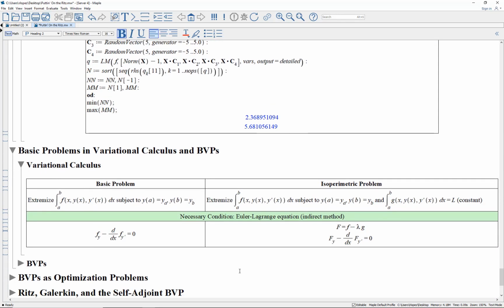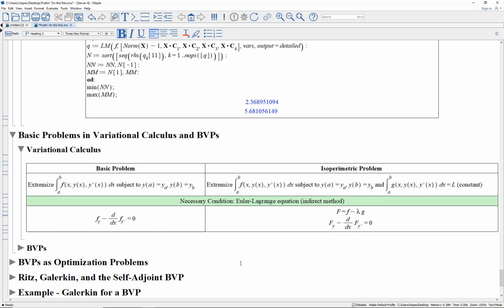So in the calculus of variations, you're doing extremization. What are you extremizing? A functional, typically of something like this, a function of x, y, and y prime, and y satisfies some boundary conditions. The indirect method is the Euler-Lagrange equation, which is you take the partial of f with respect to y and you subtract the x derivative of the partial with respect to y prime.